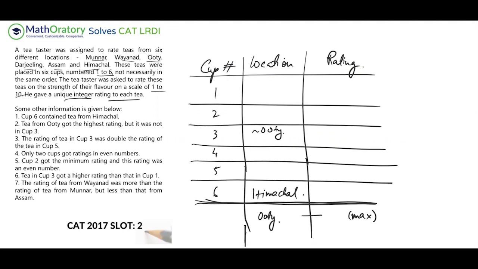It's not mandatory that 10 is the highest rating, not even 9 is the highest rating. I mean, it's not a mandatory thing. So just write max. I don't know the value of that rating as of now. So the second information is done.